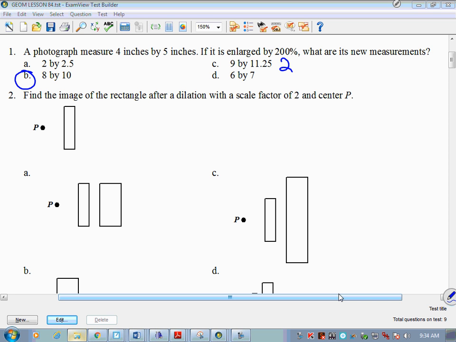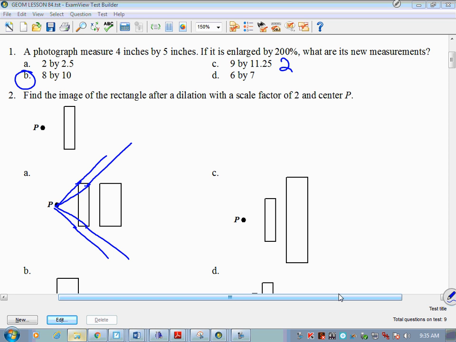Number 2, find the image of the rectangle after a dilation with a scale factor of 2 and a center of P. This goes back to that picture of those 2 triangles that I showed you. Let's look at A. Does A look correct? No, because I should be coming here, and a scale factor of 2 means I should be going that same distance out again. So it doesn't look like A.